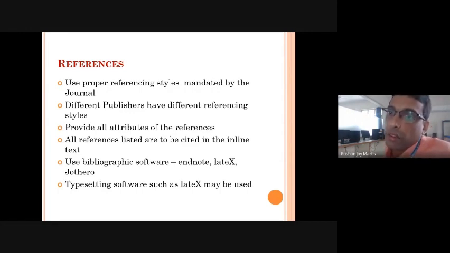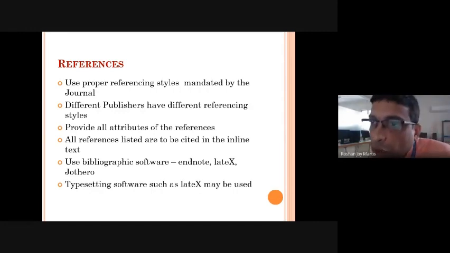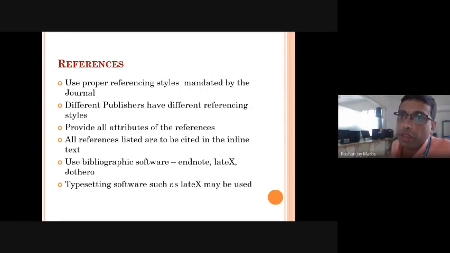IEEE uses Chicago style. There are many reference styles. One is the American Psychological Association style, which is called APA, then Chicago, and many other formats. Each journal uses a different style, so you have to provide references in the reference style which the journal requires. Provide all attributes of the references.